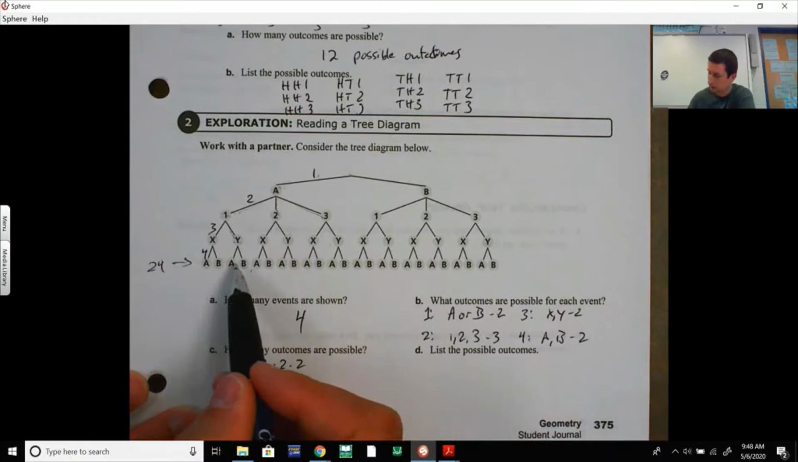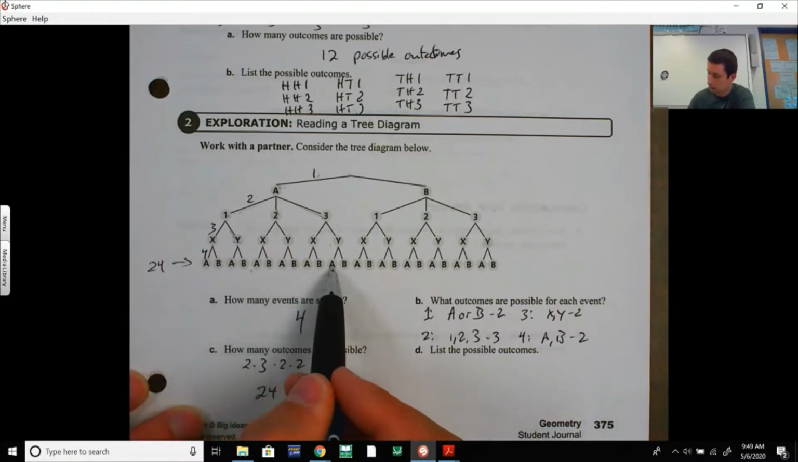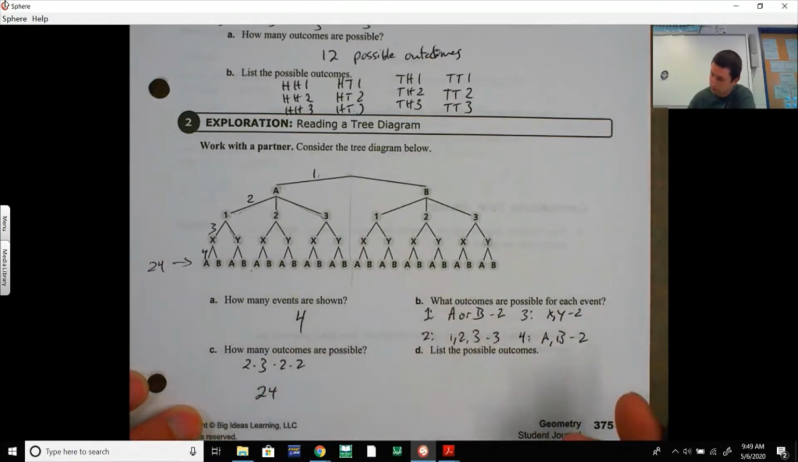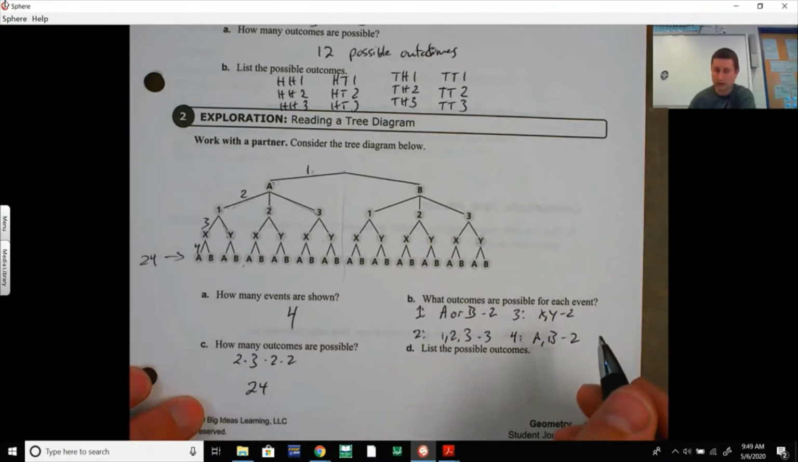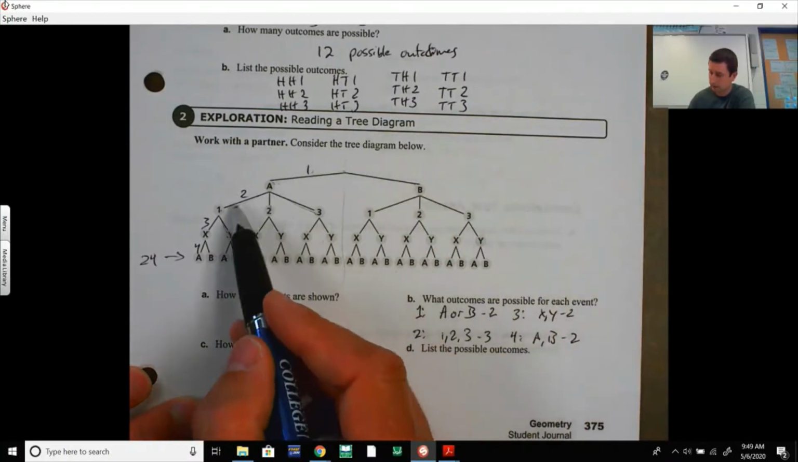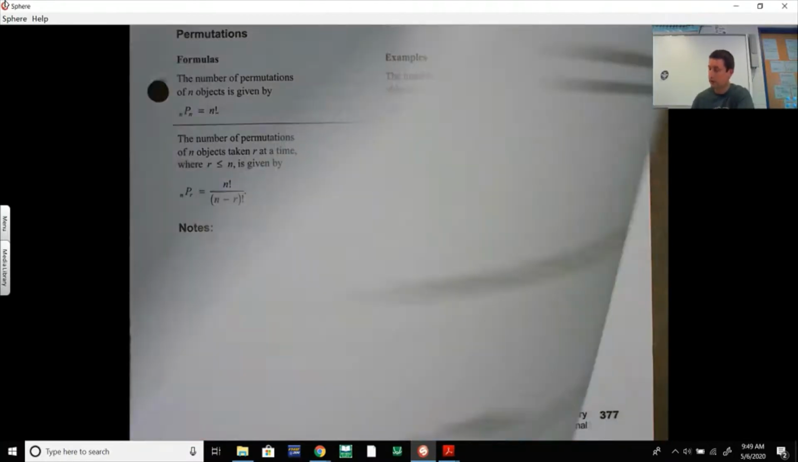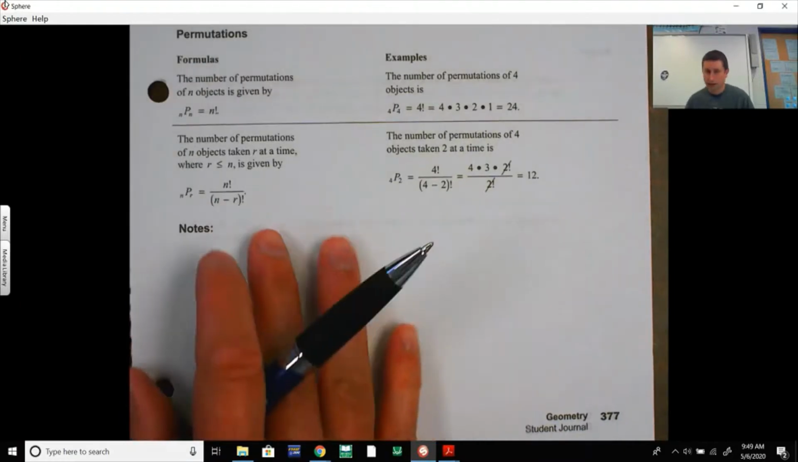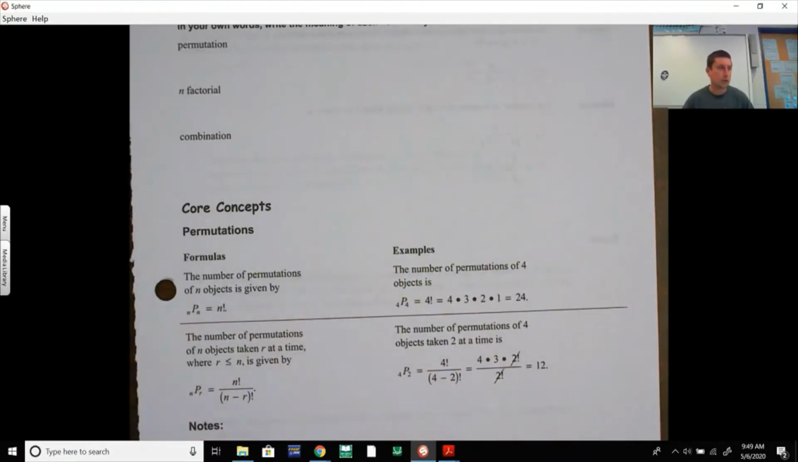So 1, 2, 3, 4, 5, 6, 7, 8, 9, 10, 11, 12. 12 for the first half. 12 times 2 would be 24. List of possible outcomes. We can handle that. I started that earlier. I'm not going to do that all now on video for you. Okay. So, permutation.